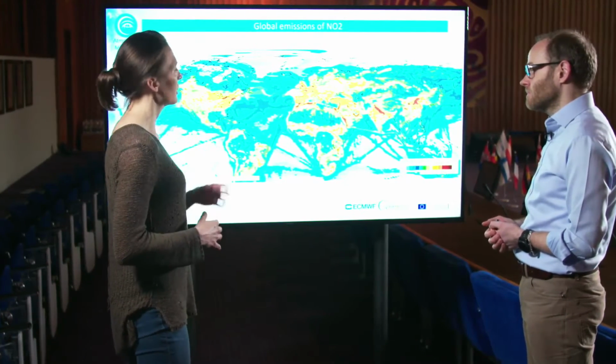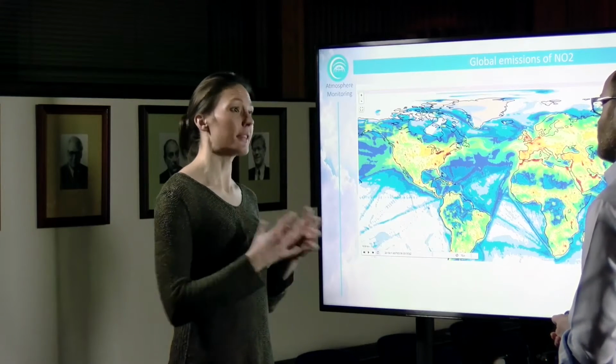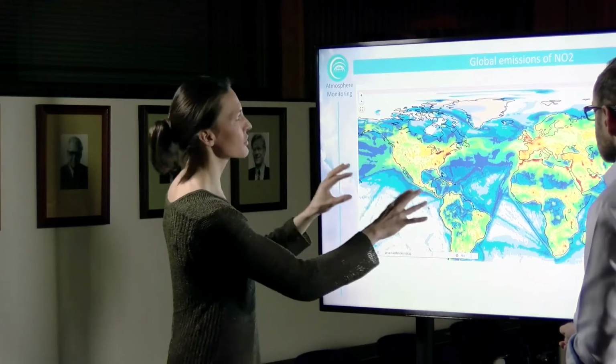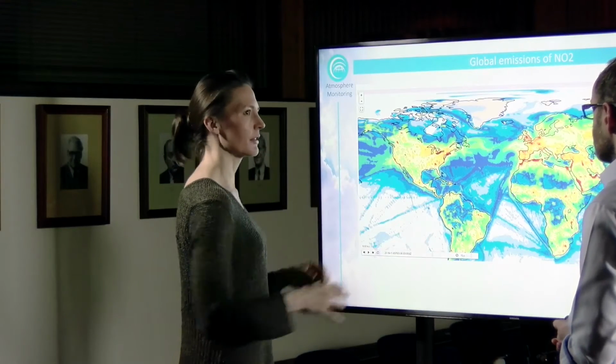So NO2, nitrogen dioxide, is something that comes as fuel is burned. Yeah. That's what we're seeing here. We're seeing the sources of that pollution. But this is just the sources. What happens to it after this?